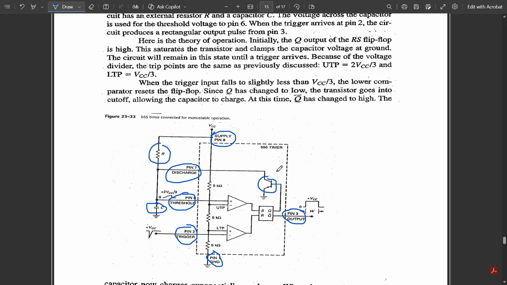Why are we using a PNP transistor? Because that is directly given to the SR flip flop, because we are using one single SR flip flop since it is a monostable operation. Based on the amplifier analysis of UTP and LTP, that output would be given to that SR flip flop. Based on that, the input would be selected along with its complements to produce a rectangular wave.